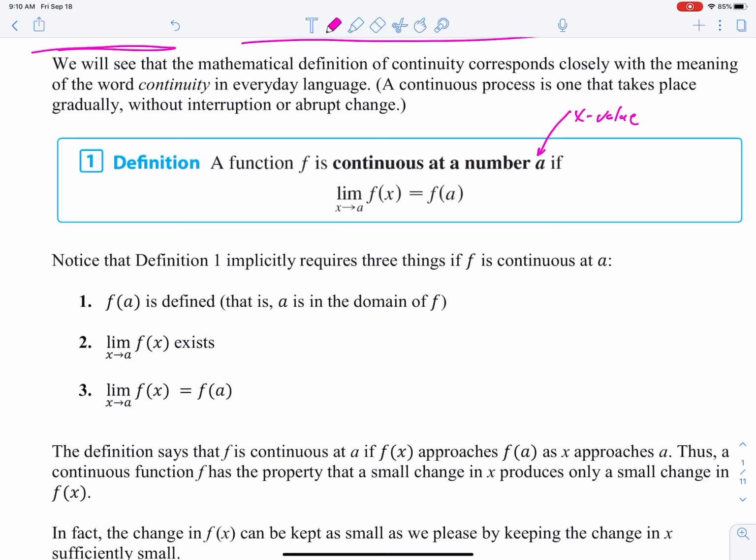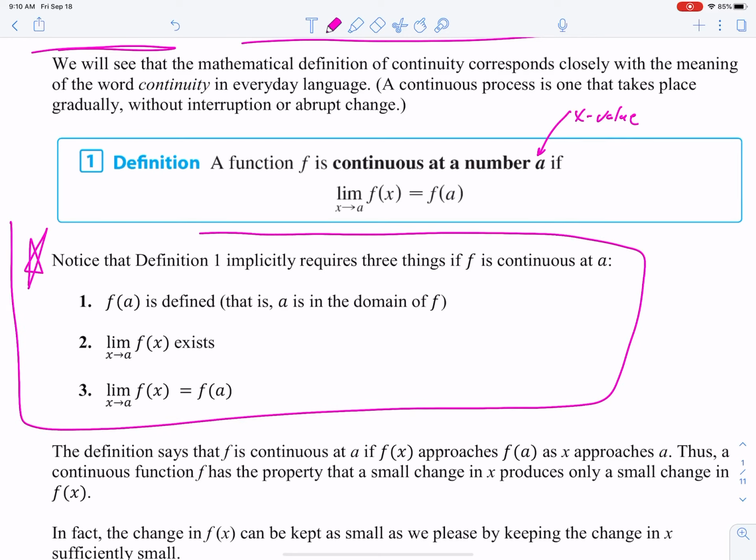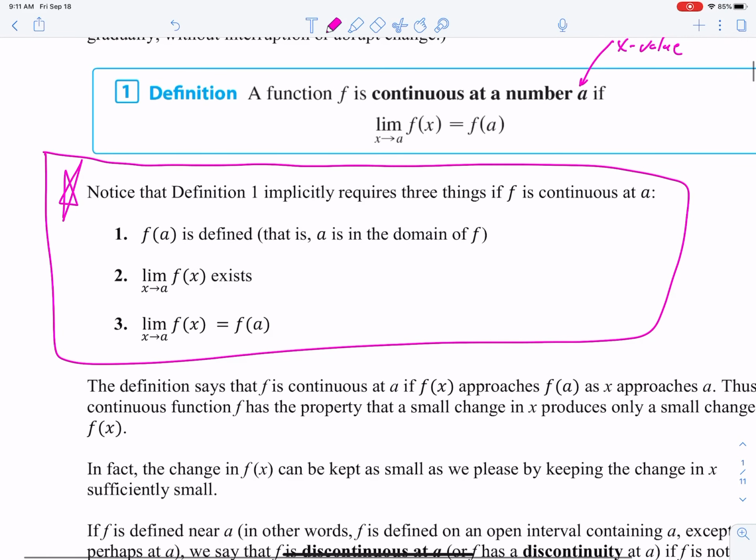Now, this three-part definition down here is what you really want to make sure you know. 100% guarantee you there will be quiz and exam questions on this stuff here. So it's very important. Let's see. So notice that definition 1, the one we just talked about above, implicitly requires three things if f is continuous at a. And again, all three of these things have to be true, not just one or two. All three must be true to have continuity at some number a.